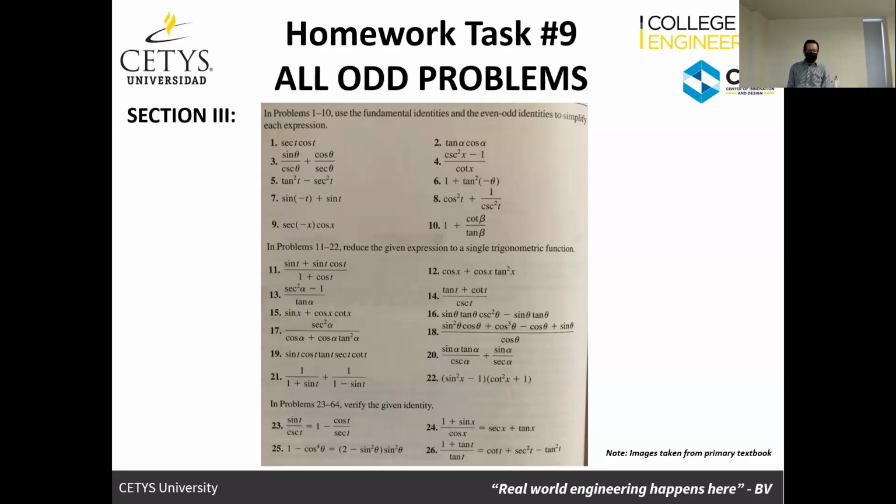Now, the problems we're going to be working on use the concept of an identity. What's the difference between an identity and an equation or an expression? A trigonometric identity is basically going to represent a mathematical expression using trigonometric functions. The thing about identities is that they can be represented in many ways, and these ways are equivalent. That's why they're called identities.